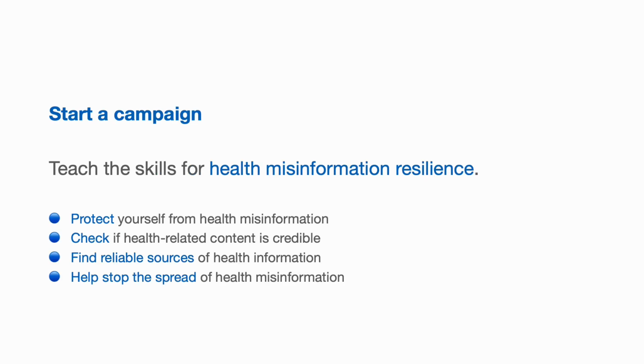Libraries can launch an online public education campaign to help stop the spread of health misinformation. We can teach community members the skills connected to health misinformation resilience. These skills include spotting and protecting yourself from health misinformation, checking if health-related content is credible, finding reliable sources, and helping stop the spread of misinformation. Promoting health information literacy is a simple and impactful way to keep our communities safe and healthy.